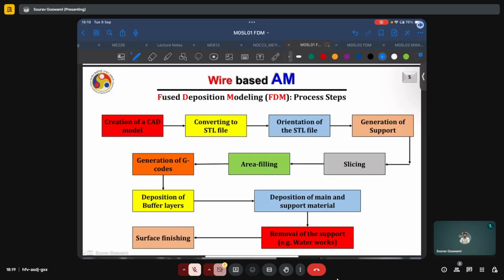The 3D CAD model will be sliced and then the area filling toolpath will be worked out. Based on this, the G codes are generated and fed into this machine. So these first two rows of operations pertain to pre-processing. We are still sitting at our computer. We have not even been to the machine yet. We are doing the pre-processing steps. The next two steps are the deposition of buffer layers and the deposition of the main and support material. This is the build step.